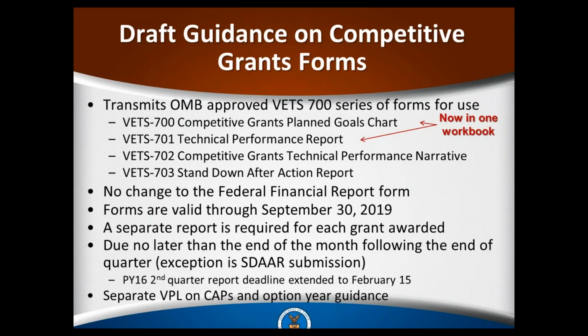The TPN and the stand down after action report are both narrative reports. There's no calculations that actually go into those reports at all. Also mentioned here, and make clear, there's no change to the federal financial report form. The changes we're discussing today are strictly applying to the programmatic reporting forms applying to competitive grantees.